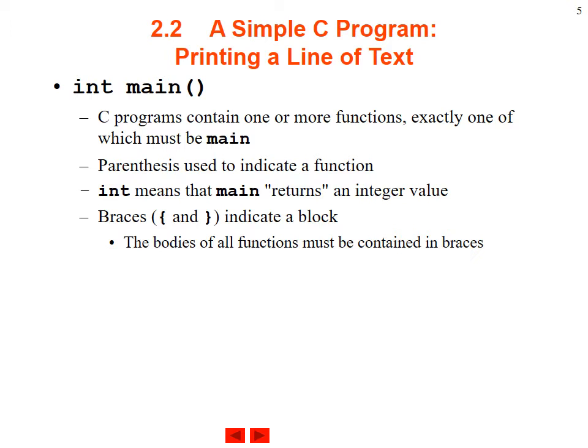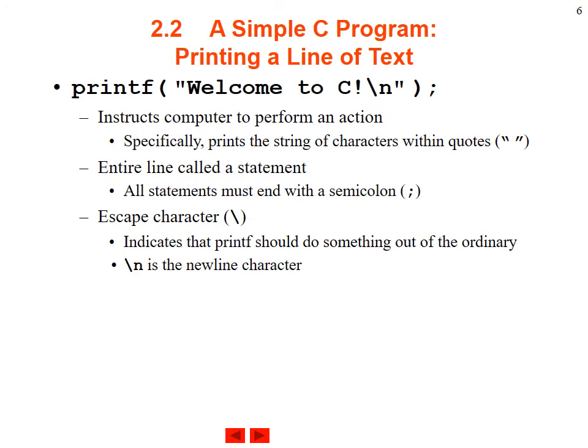So int main means it returns an integer value; that's the return type of our function, int. Then the braces show the block or body of our function, so everything that belongs to a function should be within them. Then printf tells the computer to print a string of characters within the quotation marks. A line that ends with a semicolon is what we call a statement, so every statement should end with a semicolon. If you don't put a semicolon, it means the statement continues on the next line.